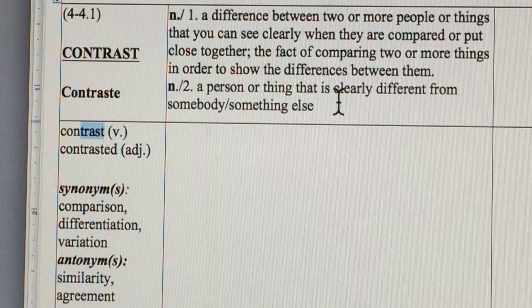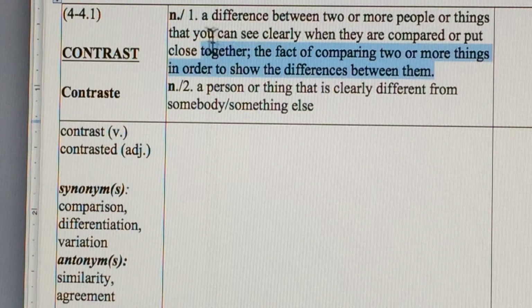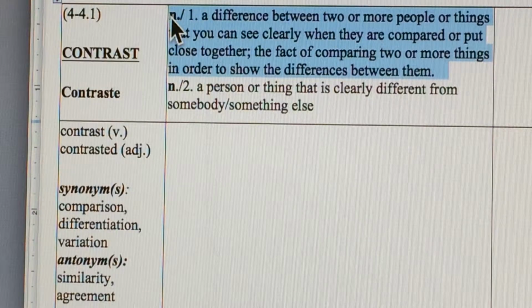Let's take a look at the noun definitions. We have two of them. The first one, as you can read along with me: a difference between two or more people or things that you can see clearly when they are compared or put close together. The fact of comparing two or more things in order to show the differences between them.